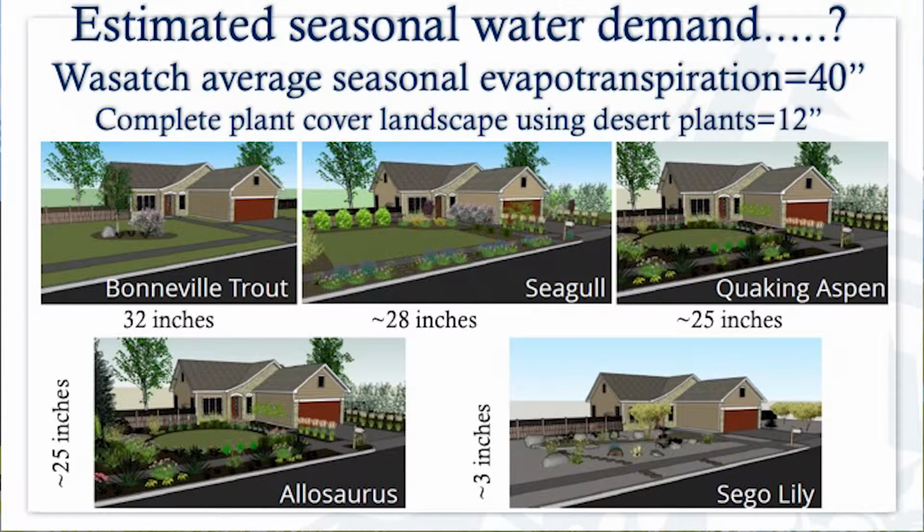I can't see a difference between this and that, the seagull and the quaking aspen, apart from one's a plant and one's an animal. But then they go down to the seagull lily, that's probably about 3 inches. So what happened to the other 22 inches in there? I don't know. But you can have a completely covered landscape using desert plants, and that would have a target water demand of 12 inches. So it's about the plants, but it truly is a design process.